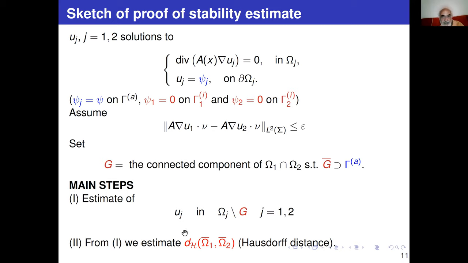First, we estimate. Denote by G the connected component of the intersection of omega 1 and omega 2 that contains the accessible part. Then we estimate uj in omega j minus G, and from 1 we estimate the outer distance. I have represented the situation in a picture.